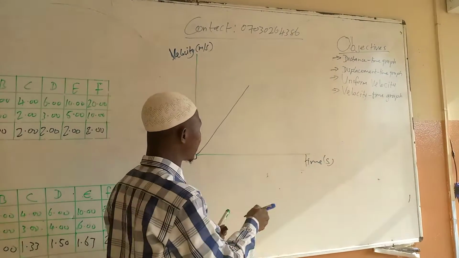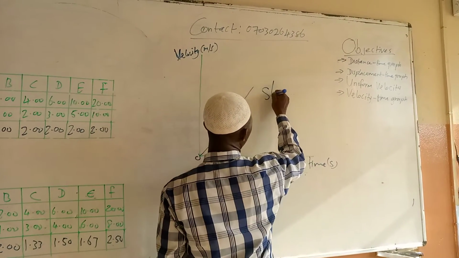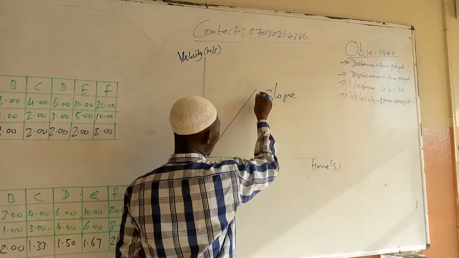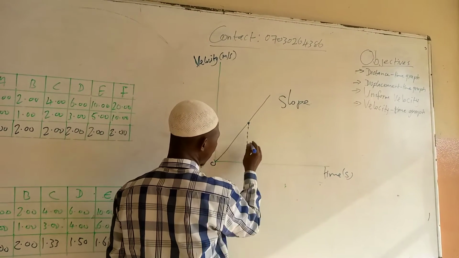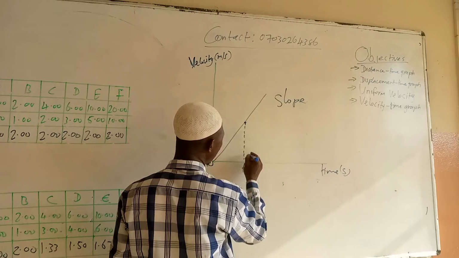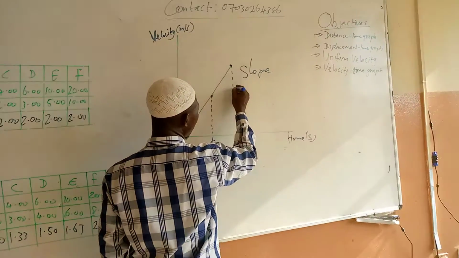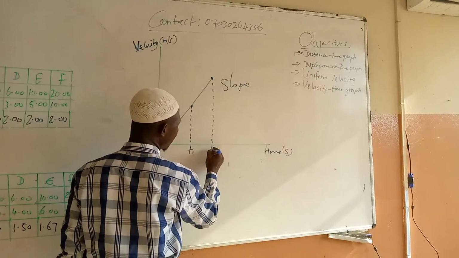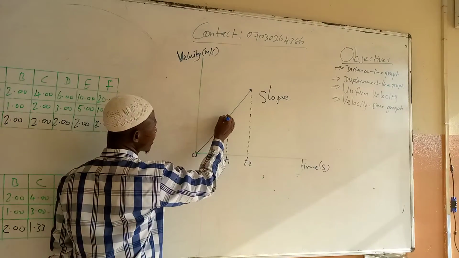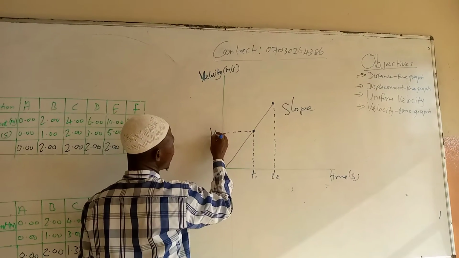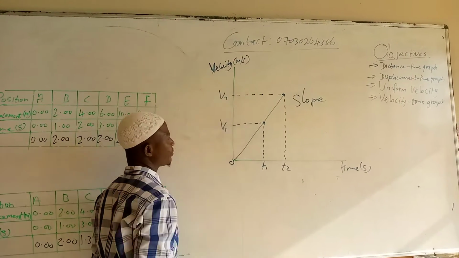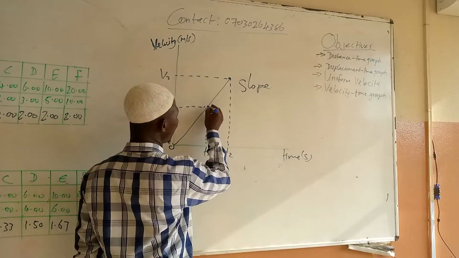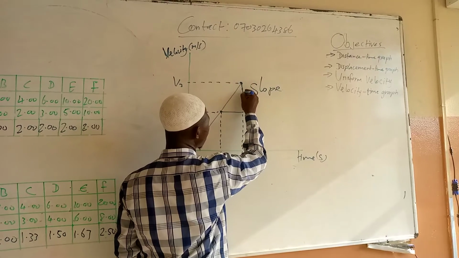Let's try to get it. The slope. So do the same thing. You have one point here. Trace it down. This one we serve as T1. Then another point here. Trace it down. We have T2. Then trace this one here. This is V1. Then trace this one here. This is V2. Then join this one to form a right angle triangle.